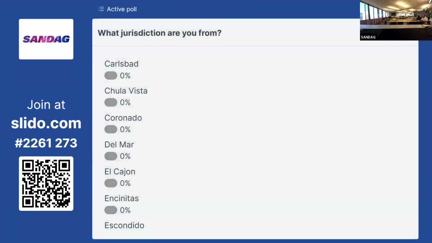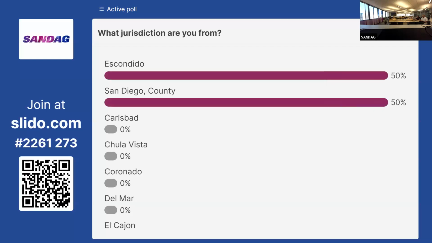Right now, it's going to say no. Oh, there. Yeah, it's going to ask you, what jurisdiction are you from? We're just trying to get a sense of who's here participating today. In past regional trainings, we've gone around the room and had everyone speak. So we're trying to expedite things a little bit here by doing the poll.